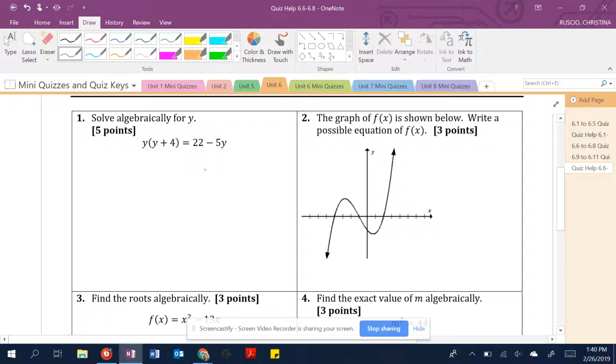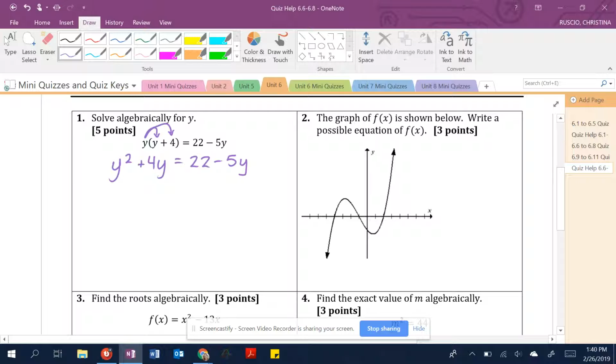So question number one, let's dive right in. They want us to solve algebraically for y. This could mean a couple things, but because we're talking about 6.1 to 6.8, we're just solving quadratics. So the first thing that we want to do is actually make it look like a quadratic. So we're going to distribute the y. So y squared plus 4y equals 22 minus 5y.